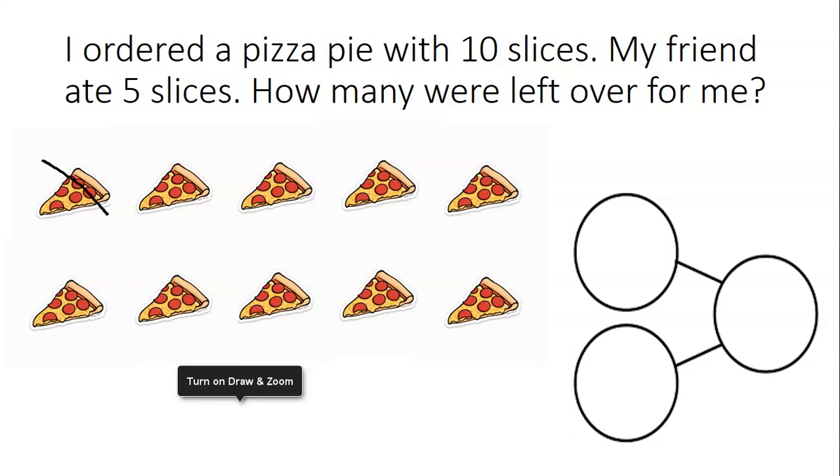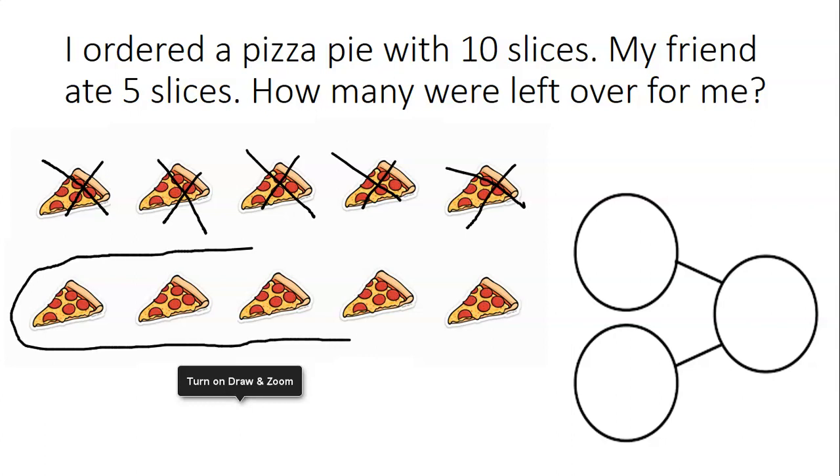Okay, so 5 are gone. 1, 2, 3, 4, 5. Now let me put a circle around the ones that are left over, so I know how many I have for me. Okay, how many do I have left over for me? That's right, 5. 1, 2, 3, 4, 5.